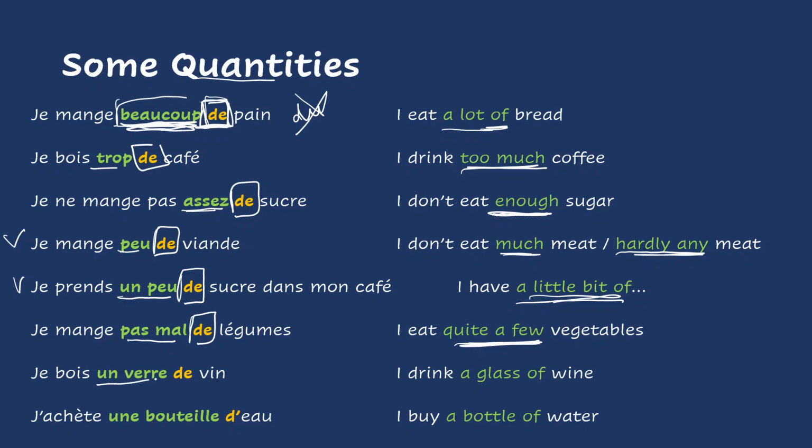Je bois un verre de vin. You have a quantity. It's a glass, un verre. I drink a glass of wine. Un verre de vin, un verre d'eau, un verre de champagne, etc. J'achète une bouteille d'eau, a bottle of water. So with those expressions of quantity, you will not use the partitive article, you will just use the preposition de.